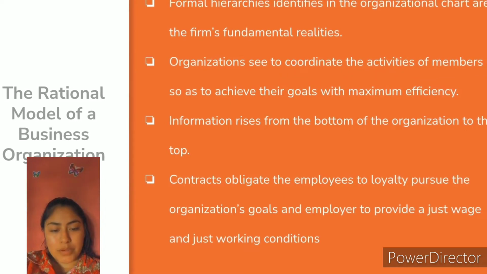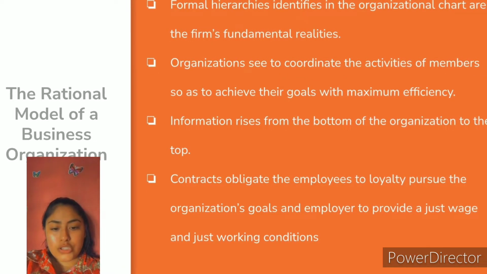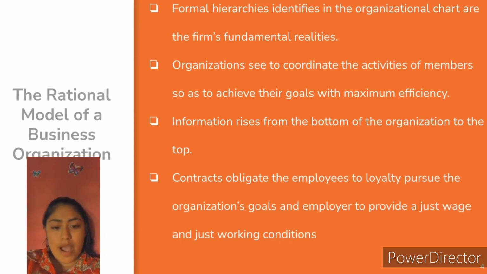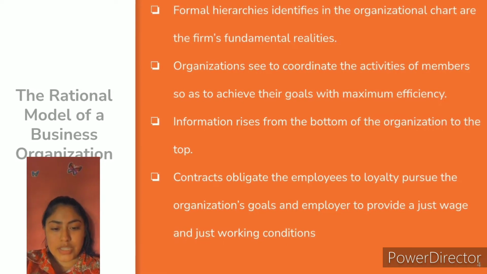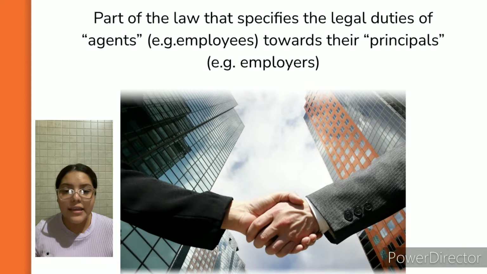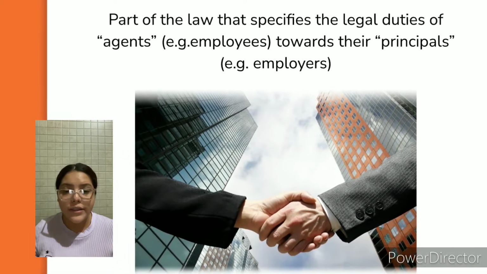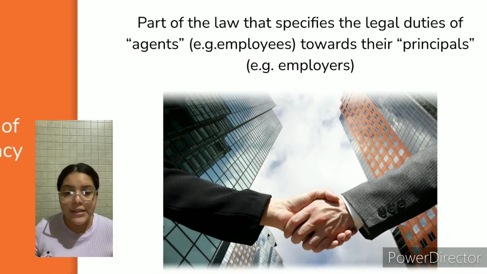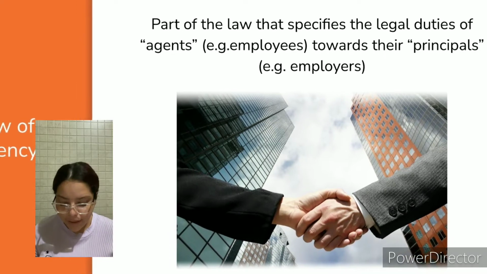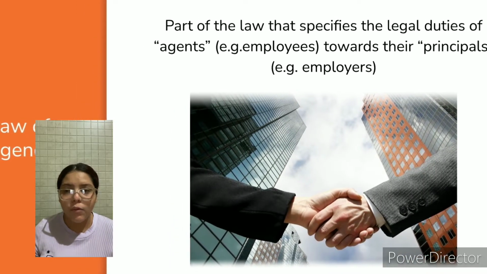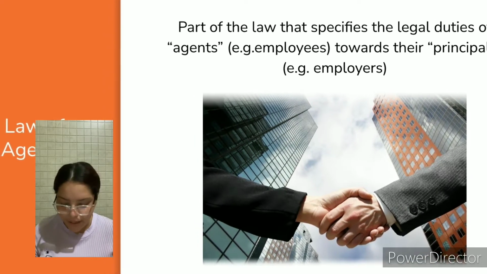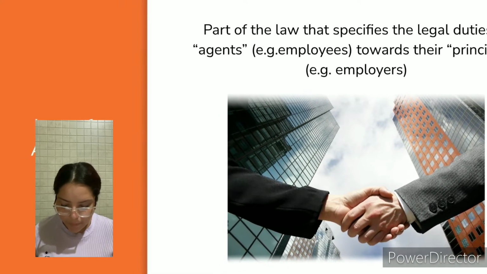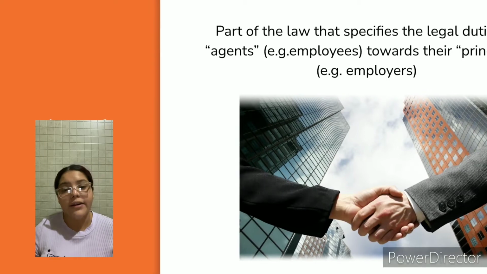Information rises from the bottom of the organization to the top. Contracts obligate the employees to loyalty, to pursue the organization's goals, and the employer to provide a just wage and just working conditions. Agency is a set of laws that specify the legal duties of an agent towards their principal. An example of an agent would be the employees, and an example of their principals would be the employers. For example, one employee asks another employee to order goods on his behalf, and then their principals may be implied. In such a case, he will be bound by contracts as if he had expressly authorized them.